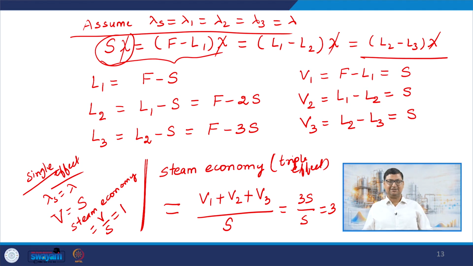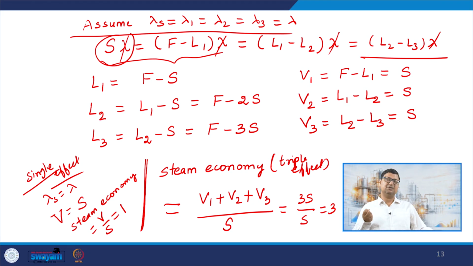So, provided that these assumptions are valid, the steam economy, that is the kg of solvent evaporated per kg of steam fed, is 3 times in the case of the triple effect evaporator. That is the natural advantage that we are getting. Clearly, in reality, it is not going to be such a drastic increase. It may be twice, it may be 1.5 times. The reason being that the latent heat will change with temperature, and we cannot also make the assumption of ignoring the sensible heat and those things.